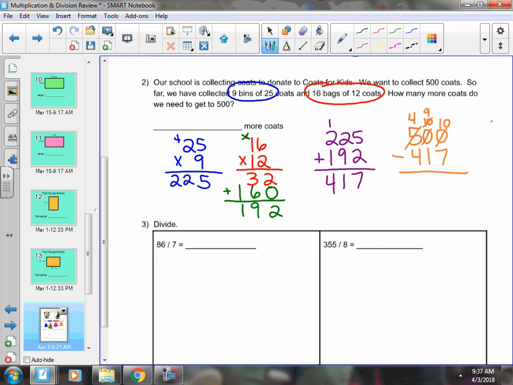Now I can subtract. 10 minus 7 is 3. 9 minus 1 is 8. And 4 minus 4 is nothing. So that means we need 83 more coats to reach our goal.